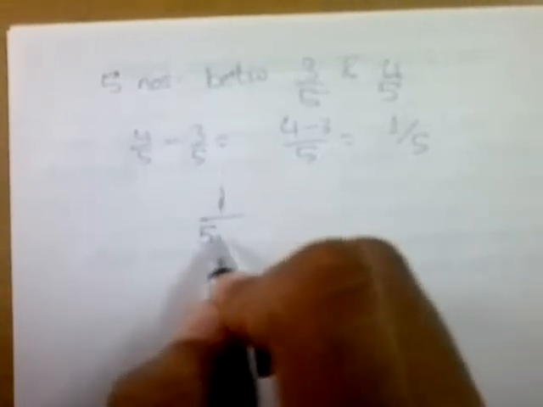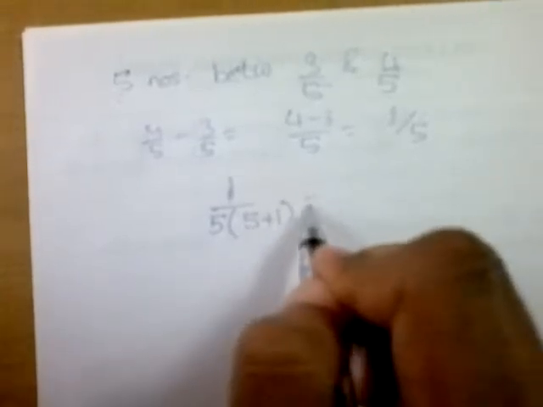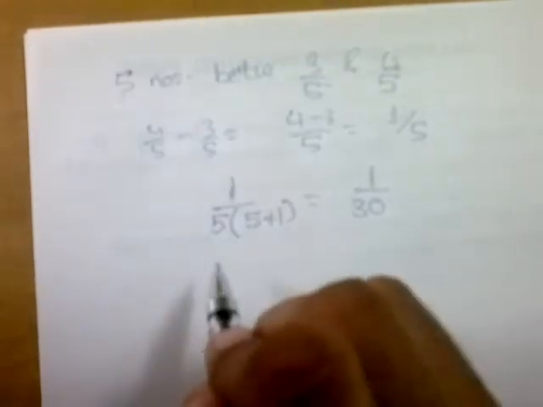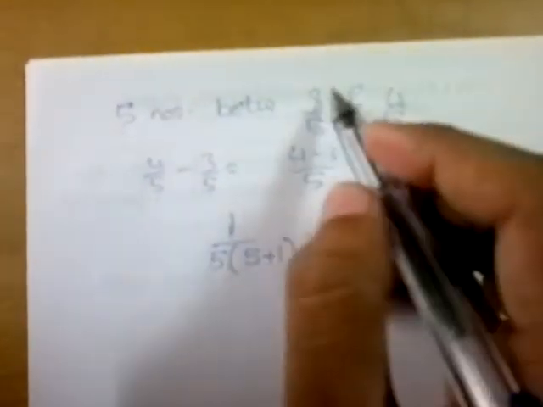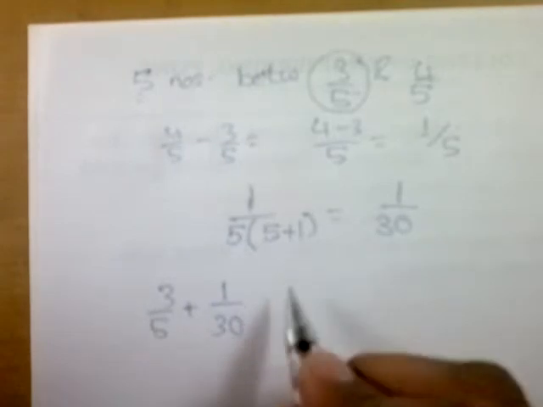And what you should do here is divide this 1 by 5, which means that you should multiply the denominator with the number of numbers required plus 1, that is 5 plus 1, and that is equal to 1 by 30. That is 5 into 6, and that is equal to 30. And now your work is very simple. Just select the smaller number, that is 3 by 5. 3 by 5 plus 1 by 30 will give you your first number.